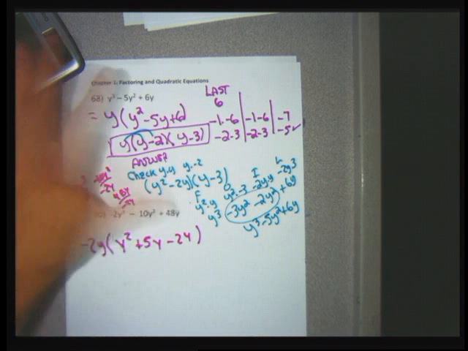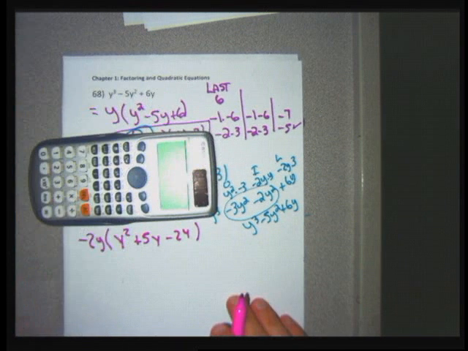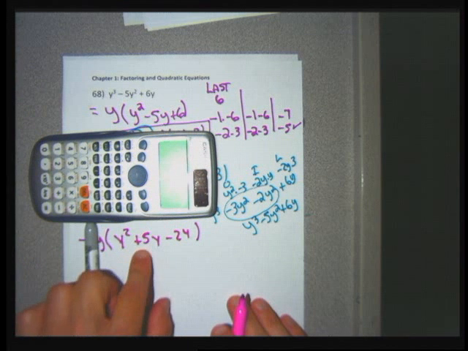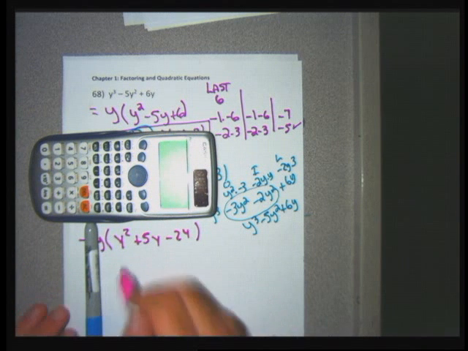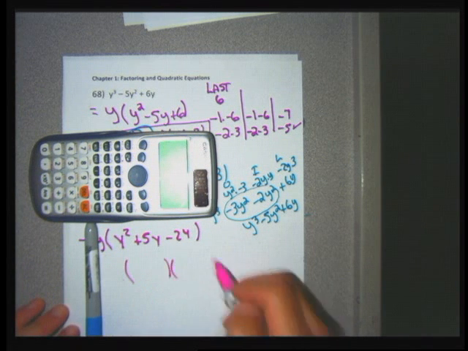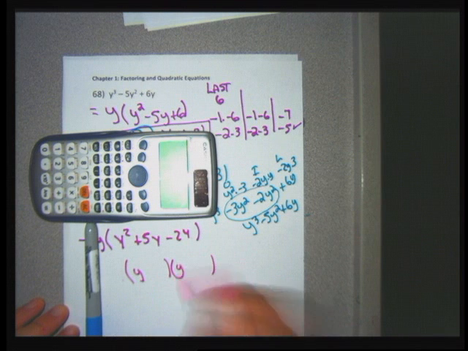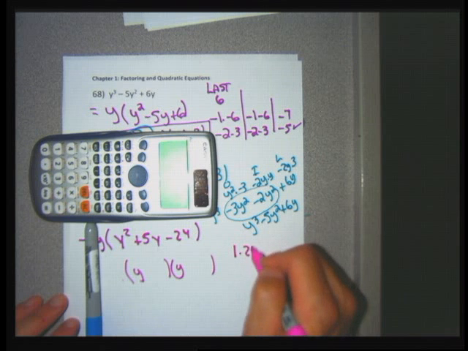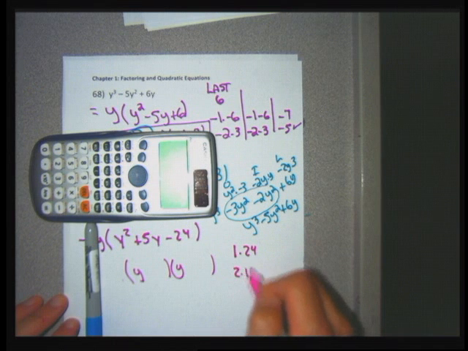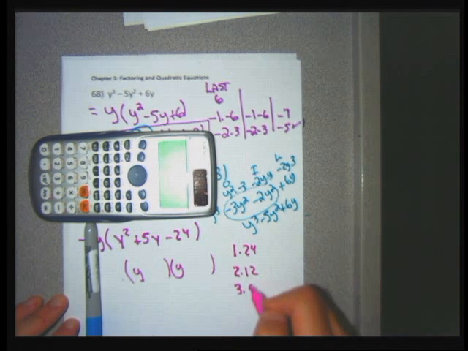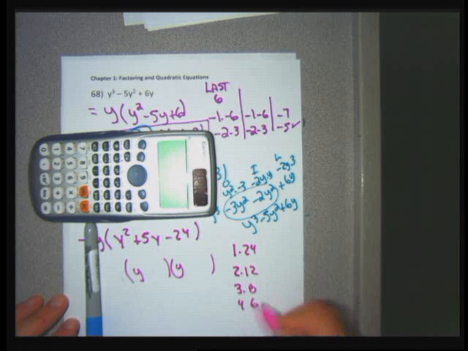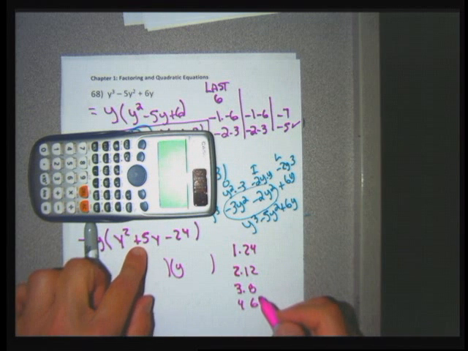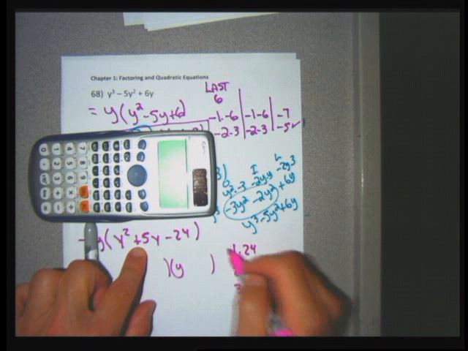Now I'm going to ignore the original problem. I'm going to ignore the common factor, and I'm going to factor y squared plus 5y minus 24 into 2 parentheses. I know my firsts are a couple of y's. Now I need to find the factors of 24. So they're 1 and 24, 2 and 12, 3 and 8, and 4 and 6. I need to get a positive. In order to get a positive, the negative has to go with the smaller number.